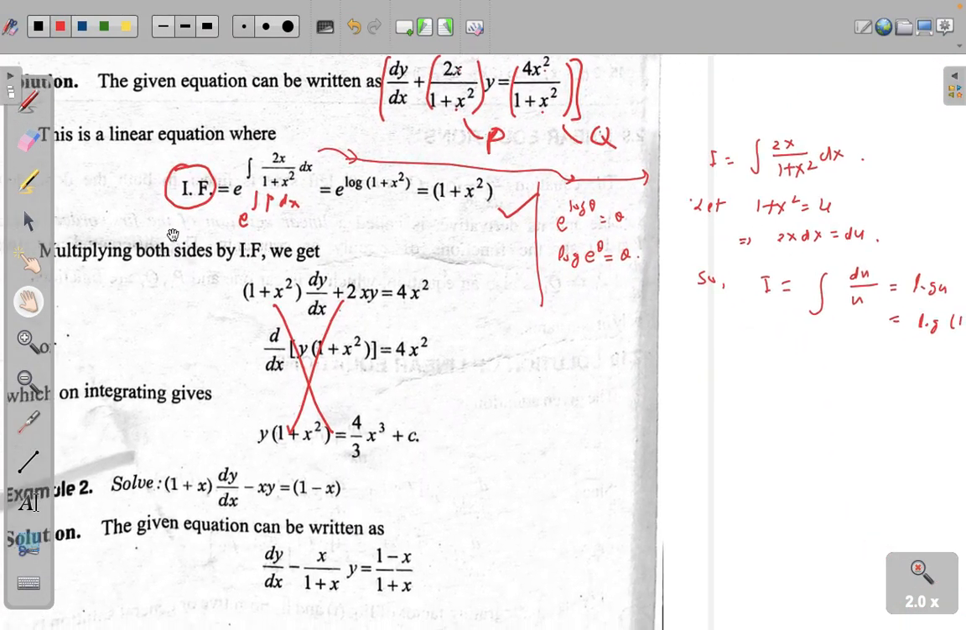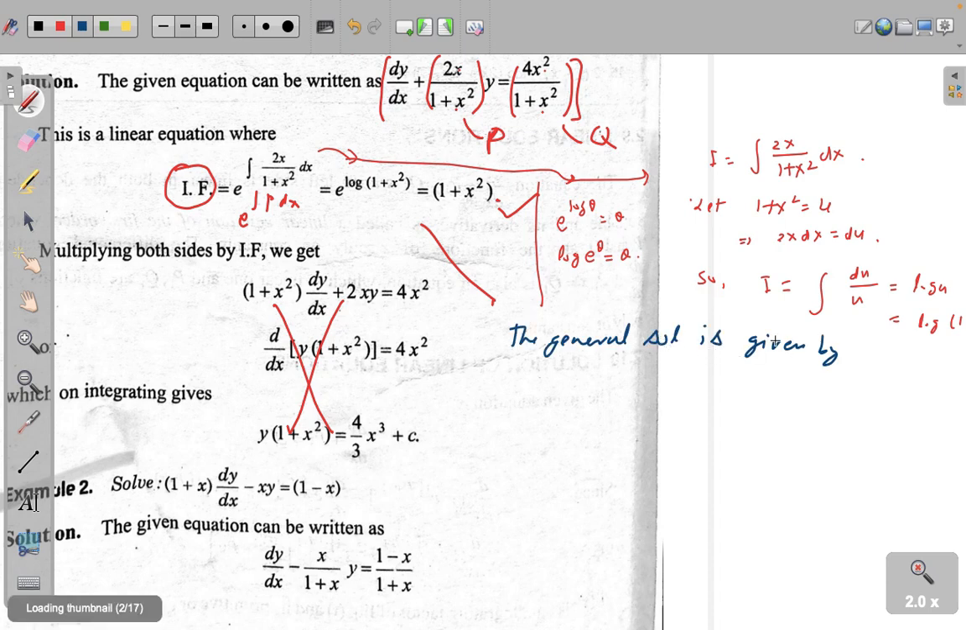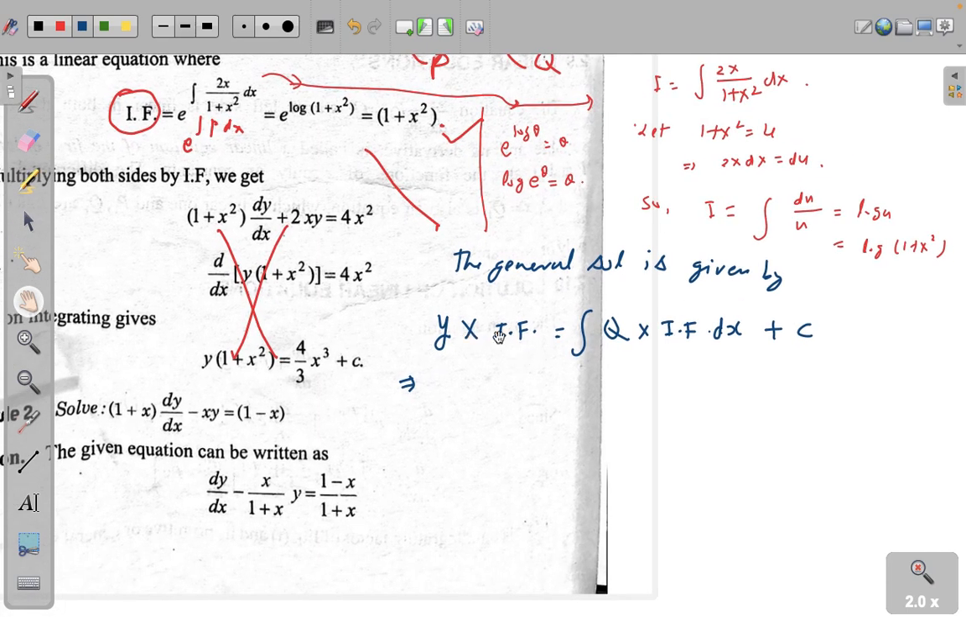Okay, so we have integrating factor 1 plus x square, and after finding the integrating factor we will write like this. The general solution of the given differential equation is given by dependent variable. Okay, dependent variable means y into integrating factor is equal to integration q into integrating factor. Remember that this is into, this is cross, not x. Okay, dx plus arbitrary constant. So as I said, always repeat this formula because this will help you memorize this formula.